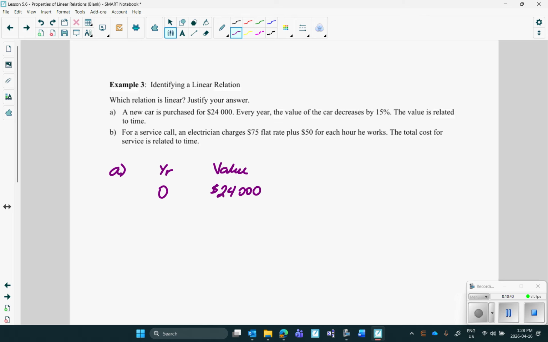How much is it worth after 1 year that you own it? Well, we have to find 15% of this and take it away. So we have to do 24,000 minus 15% of 24,000. And how we do that using math, if you remember from middle school, because I believe you worked on percents there, is 24,000 minus, you have to write 15% as a decimal in order to do it on your calculator.